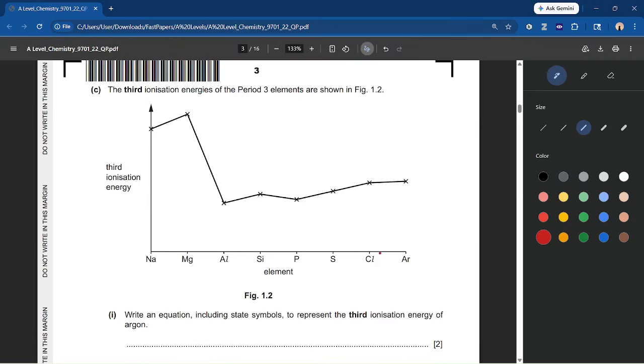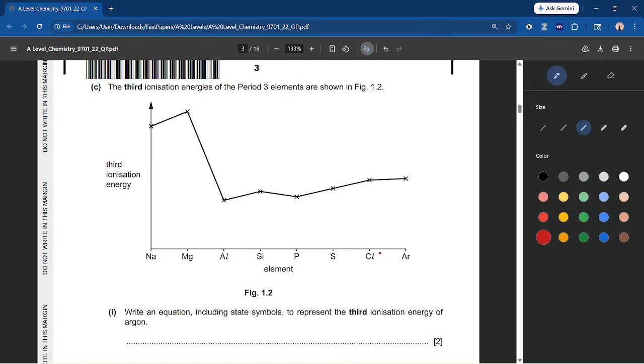So the third ionization energies of the period 3 elements are shown in figure 1.2. So over here, we're seeing that sodium has a high ionization energy, magnesium has an even higher one, and then it suddenly drops in aluminum, rises in silicon, falls again in phosphorus, and then you see sort of a slow increase. So this is interesting. So let's see what the question says. Write an equation including state symbols to represent the third ionization energy of argon.